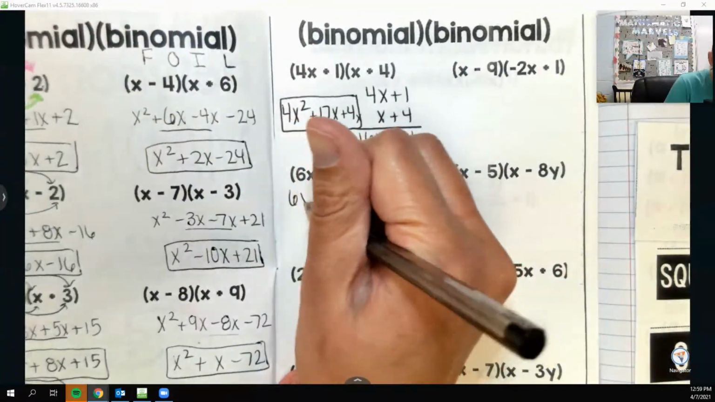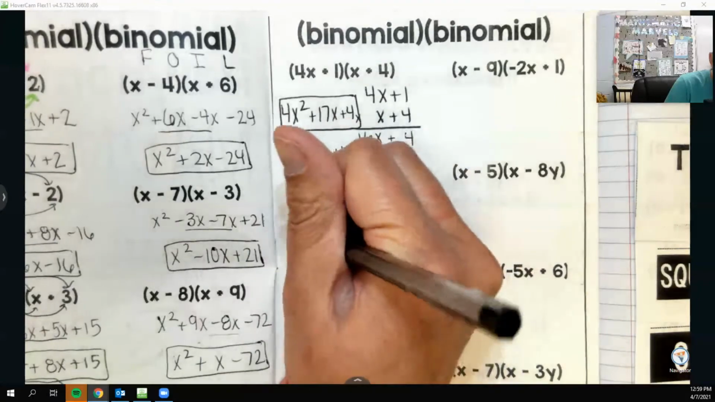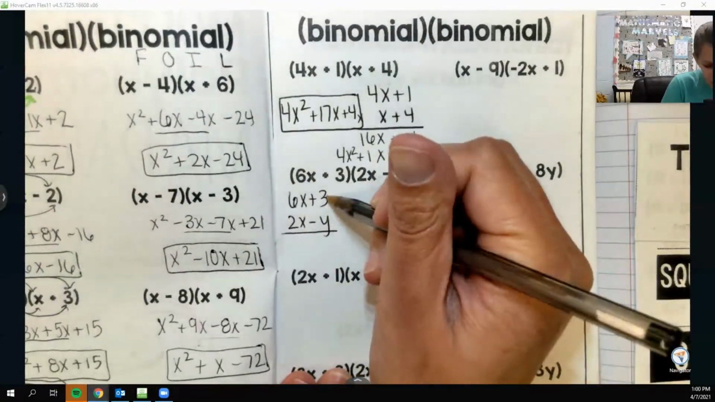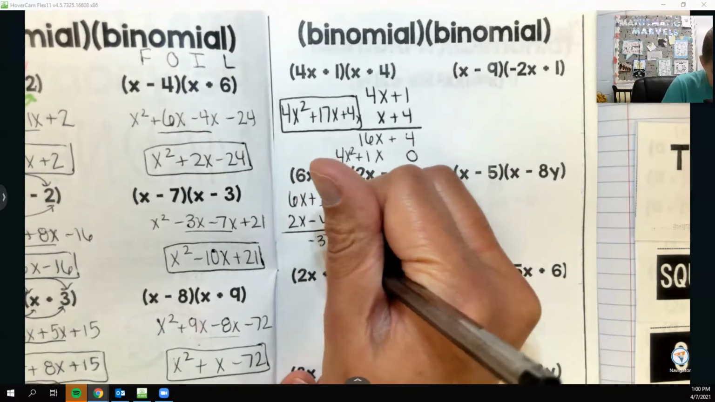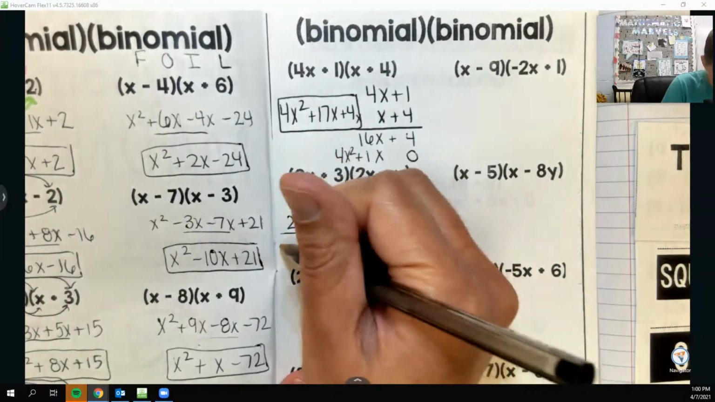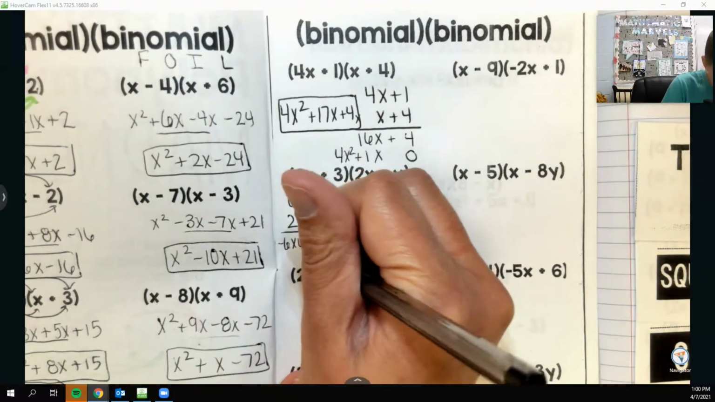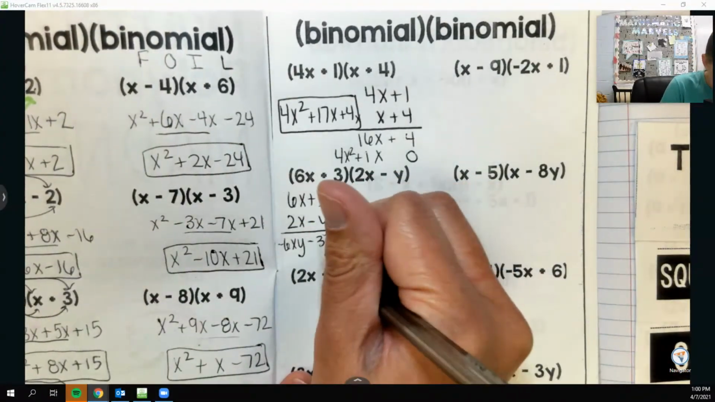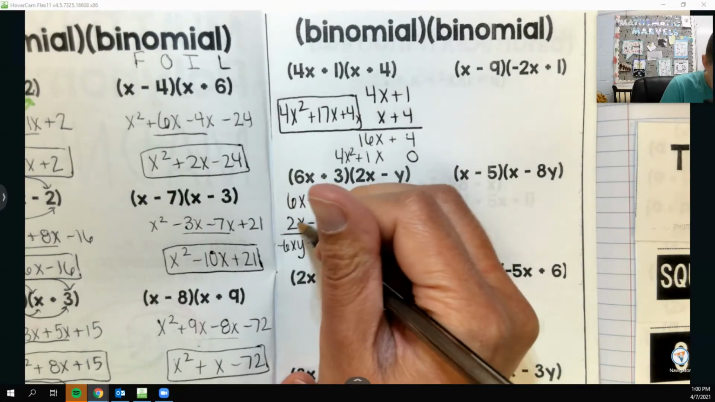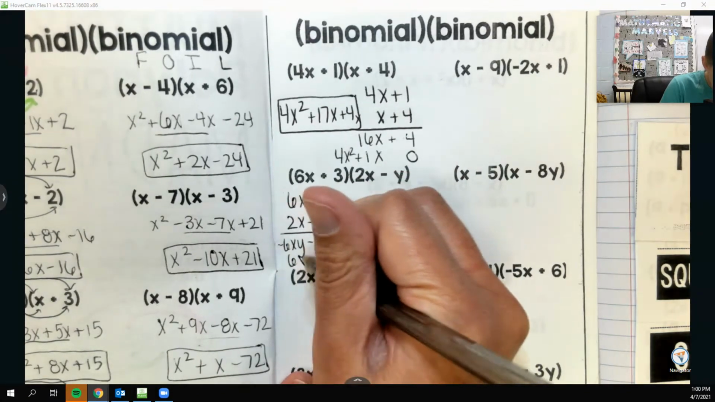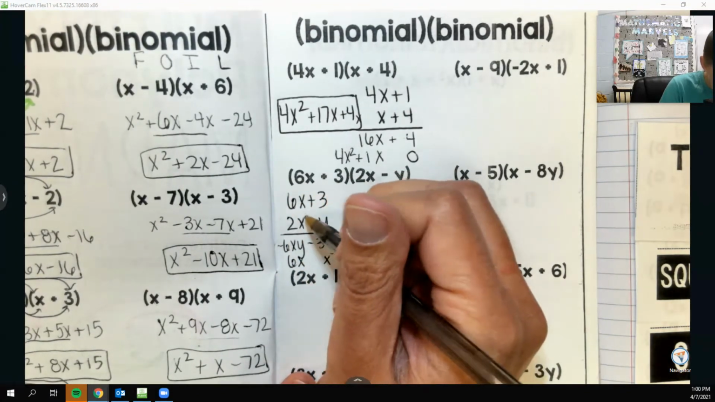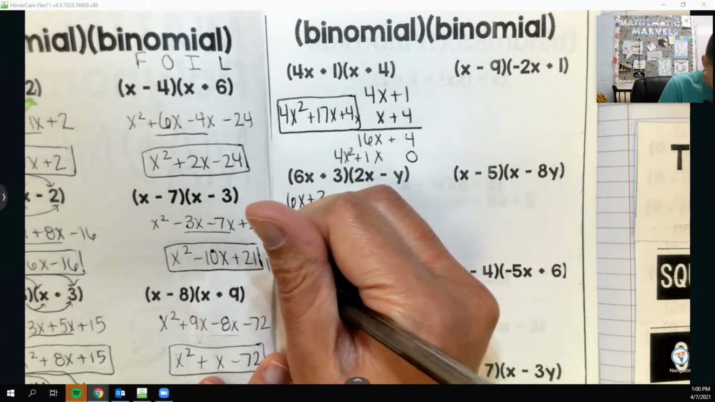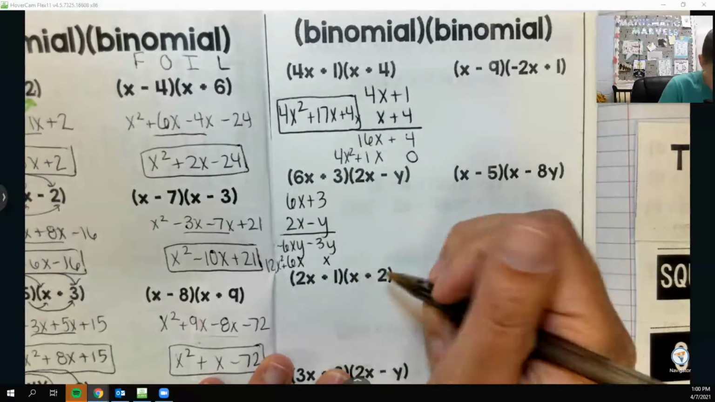So if I stack these, minus y. If I multiply here, we get negative 3y. If I multiply here, we get negative 6xy. If I multiply diagonally here, we get, placeholder, 6x. Those are not like terms. And then I get 12x squared.